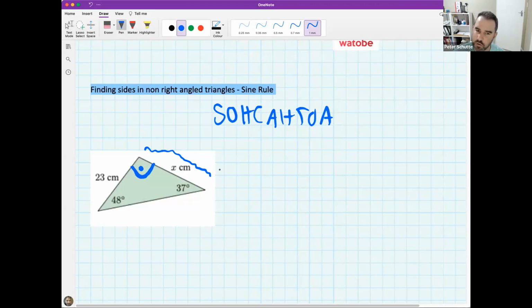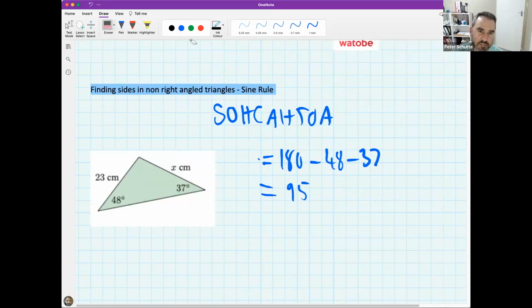Okay, and I think most of you know that to get that missing angle, all that you had to do was go 180 minus 48 minus 37, because that's the sum of angles in a triangle. So that's 95. Okay, so here's the thing. You don't have a right angle in this triangle, and so you need a new tool to help you.